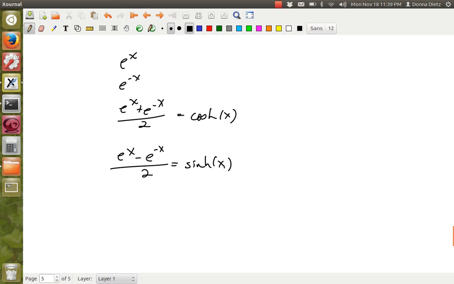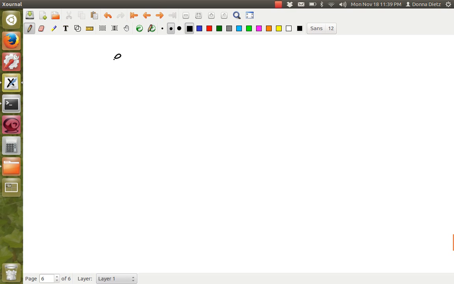And you can put all these pieces together and demonstrate e to the ix plus e to the minus ix over 2 is actually equal to cosine of x. And you can prove all these identities just using the fact that you now have Taylor and Maclaurin series at your disposal.